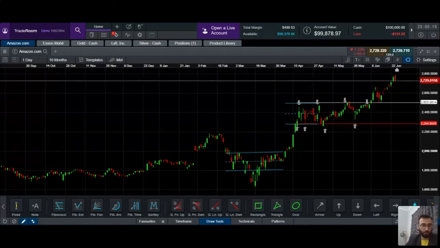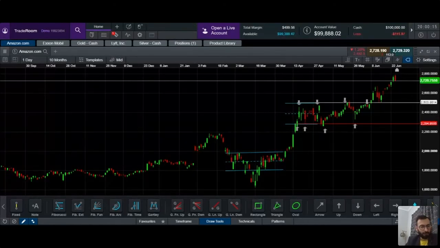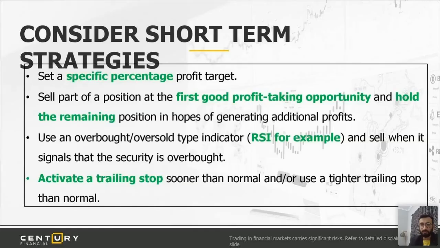Okay, now this is the last step which we should consider: short-term trading strategies. Now, short-term, I told you about the time frames. I told you how instead of daily charts, you can look into 1 hour charts. Now, during the short-term trading strategies, we should always keep a check on a few things. First, set a specific percentage profit target.